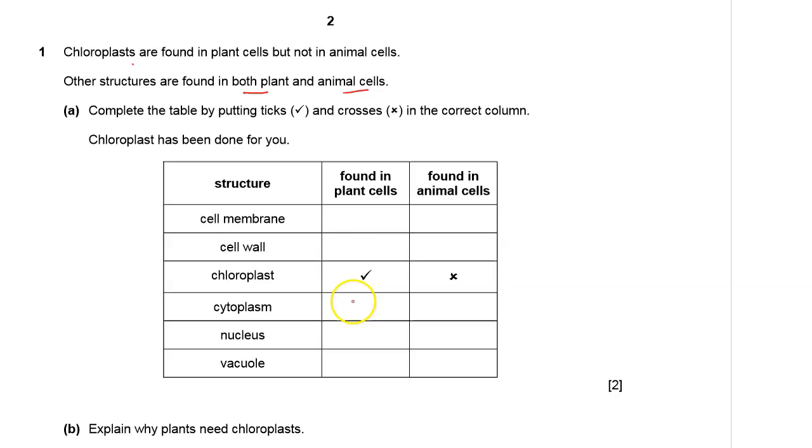The table has a column of structure, found in plant cells, and found in animal cells. We have chloroplast in plant cells and it is not found in animal cells. What about cell membrane? Of course, we have cell membrane in both plant cells and animal cells. We have cell wall in plant cells, but not in animal cells. Cytoplasm is found in both plant and animal cells. We do also have nucleus in both animal and plant cells. Vacuole is only found in plants, not in animal cells.